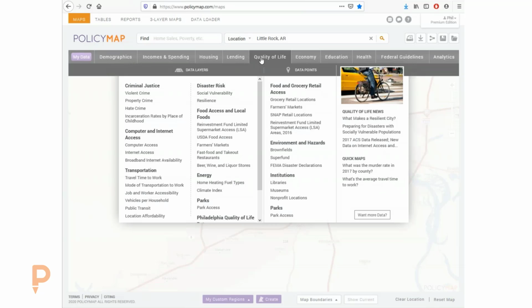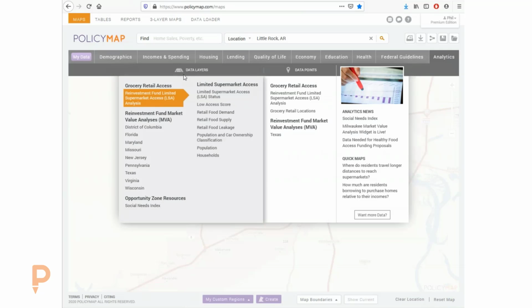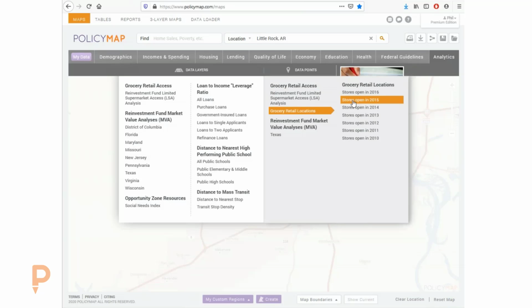Quality of life is probably a very unique category that you would want to play around with, because besides LSAs, we have a really cool data set called the Social Vulnerability Index, and I'll show this up, and you can actually see how it ties in with LSAs a little bit as well. But otherwise, analytics is where you're going to go, and this will have all the LSA study data, which is the layers here, and then of course the grocery retail addresses used for each one of those yearly studies.